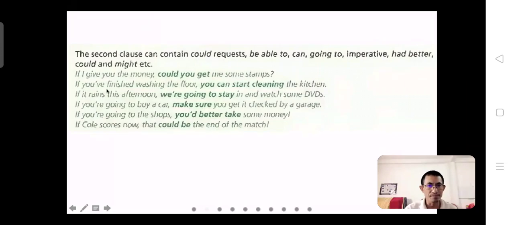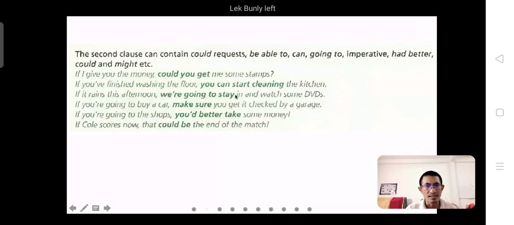Could or might. If I give you the money, could you get me some stamps? You use it for request, the first one. Could you get me some stamps? If you have finished washing the floor, you can start cleaning the kitchen. Start, you can. Another possibility.